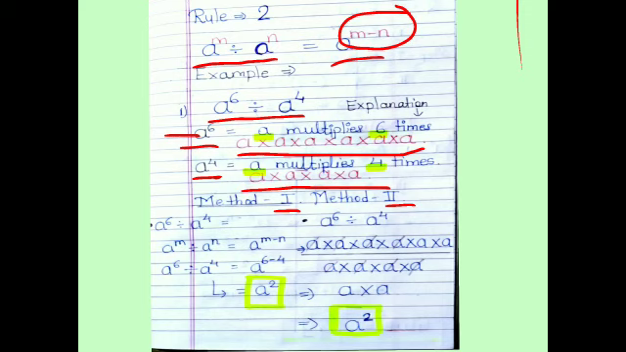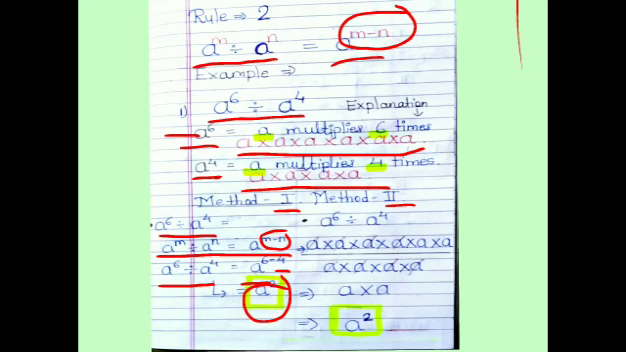We take the same example, a raised to 6 divided by a raised to 4. First step, write the rule: a raised to m divided by a raised to n equals the common base a, with the index subtracted, m minus n. Substitute the values: a raised to 6 divided by a raised to 4 is equal to the common base a, and subtract the index, 6 minus 4. What answer will you get? a raised to 2.